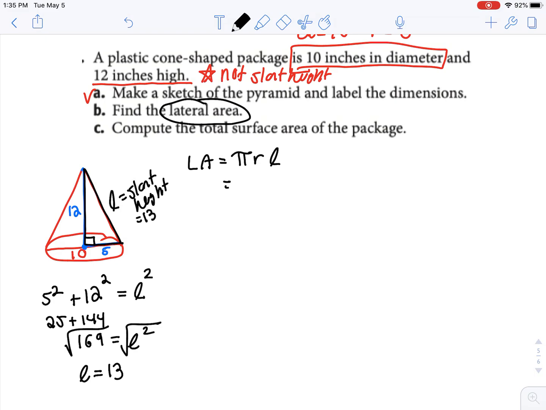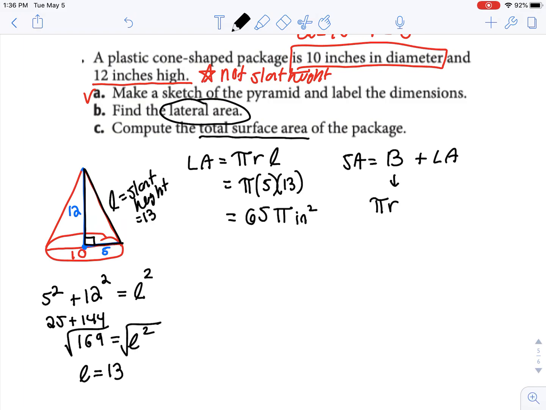So once I know the slant height, now I can go back and find my lateral area. Pi times the radius times the slant height, and 5 times 13 is 65, so my lateral area is 65 pi inches squared. For the total surface area, I will need to add the base to that lateral area. So pi r squared, once again, use the radius of 5, which gives us a base of 25 pi, plus my lateral area of 65 pi, for a total surface area of 90 pi inches squared.